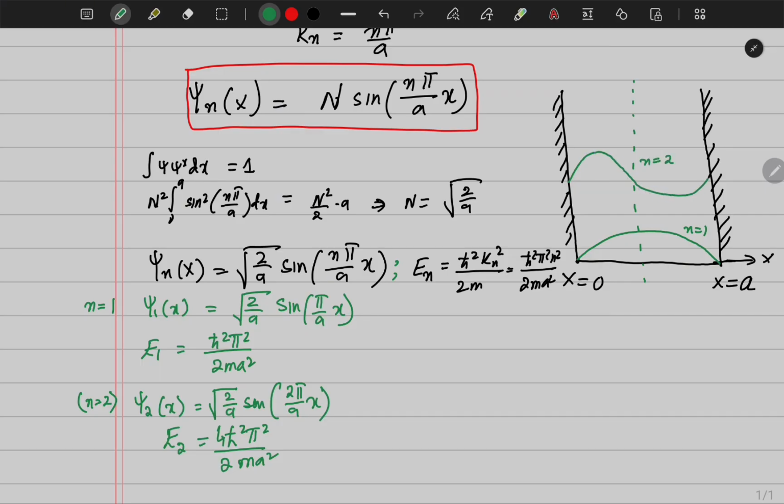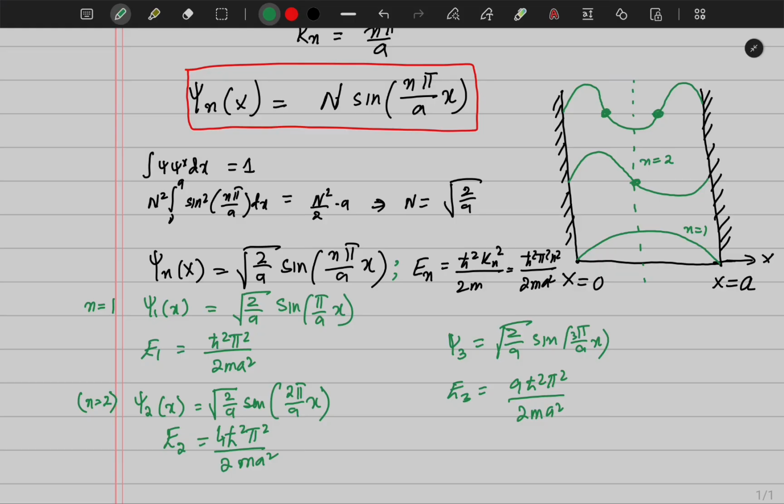So it is n equal to 2, so there is one node. And for psi_3 is equal to the square root of 2 by a times sine of 3 pi by a x, E3 is equal to 9 h bar squared pi squared divided by 2m a squared. It will be like this. So here and here we have 3 nodes.